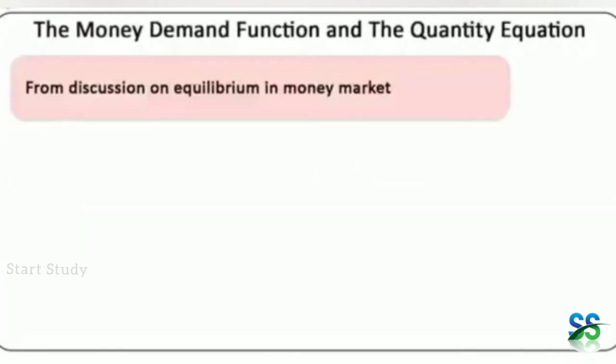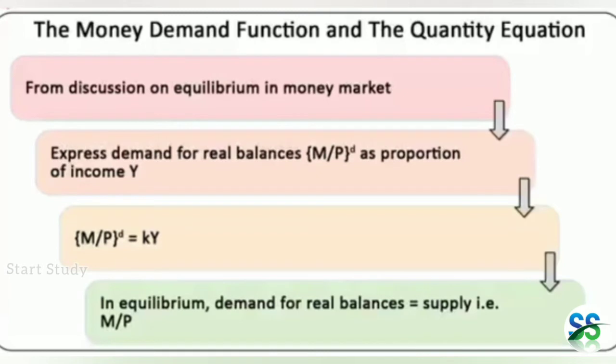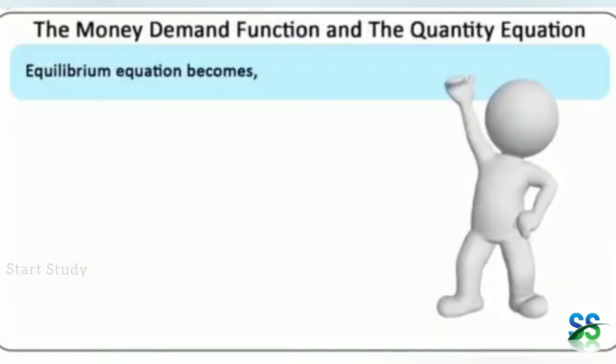Moving on to the money demand function and the quantity equation. From the discussion on equilibrium in the money market, we can express the demand for real balances, (M upon P) raised to the power D, as a proportion of income Y. In equilibrium, demand for real balances is equal to their supply, that is M by P. Therefore, the equilibrium equation becomes M upon P is equal to KY.